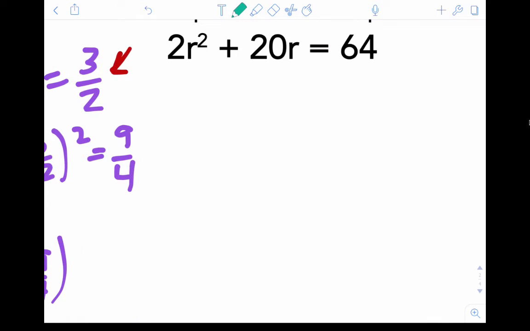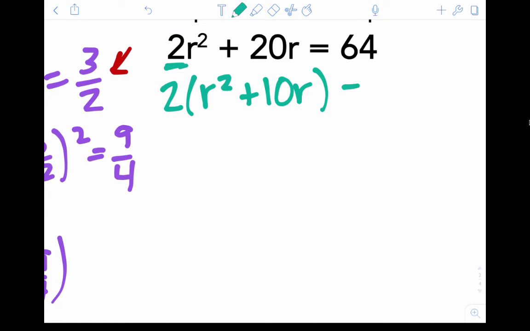So like I had just mentioned, the c value is already over here, so I don't even need to move it. So I can go ahead and move on to the next step, which is to factor out that a value. The a value is 2. So when I factor that out, I'm left with r squared plus 10r, and that's equal to 64.